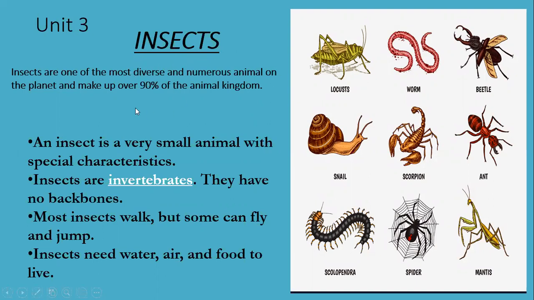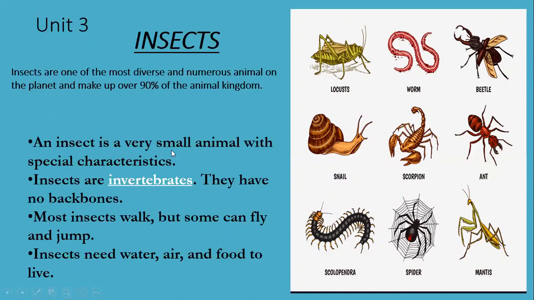Insects are one of the most diverse and numerous animals on the planet and make up over 90% of the animal kingdom. It means there are so many insects in this world. This world is full of different types of insects. Many insects we know, but many of them we don't know.